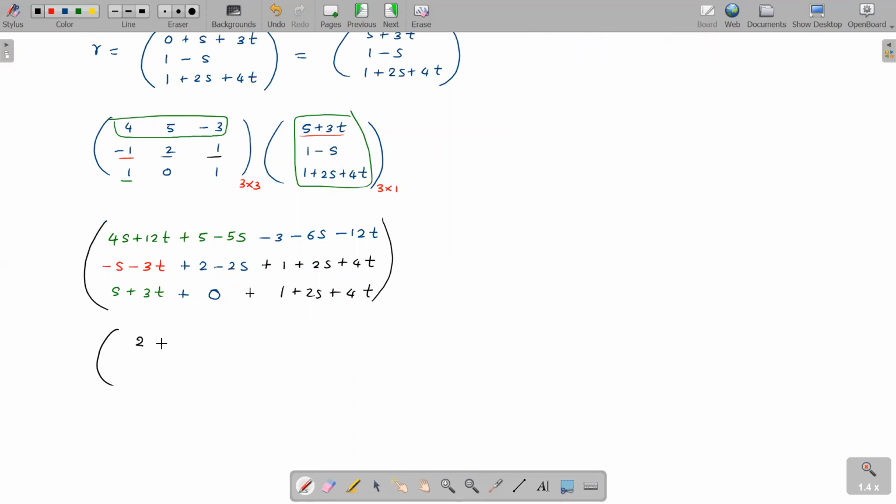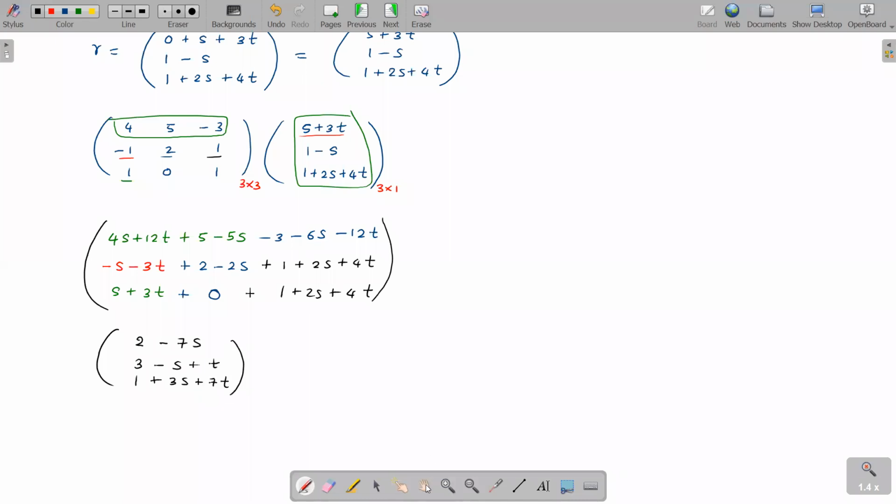2 minus 7S. The t is cancelling out, right? Yeah, and then the next one, 3 minus S plus t. And the next one, 1 plus 2S, plus S is 3S plus 7t.